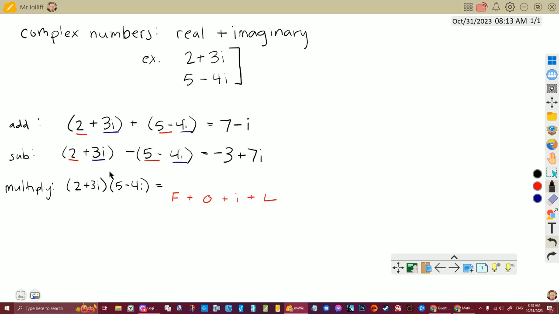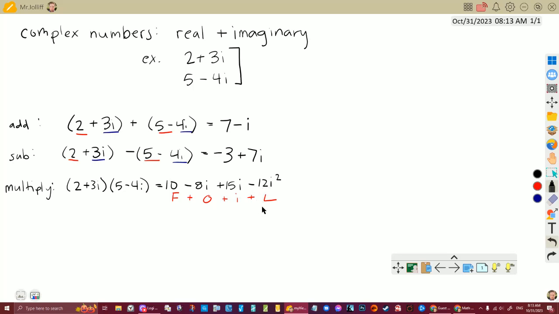So first is 2 times 5, which is 10. Outer is 2 times negative 4i, which is going to be minus 8i. Inner is 3i times 5, so plus 15i. And then the last one is 3i times negative 4i, which is going to be minus 12i squared.